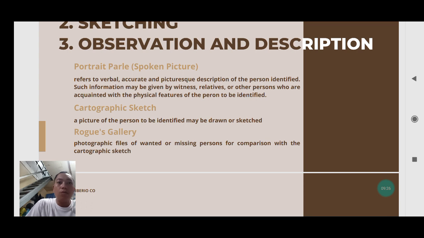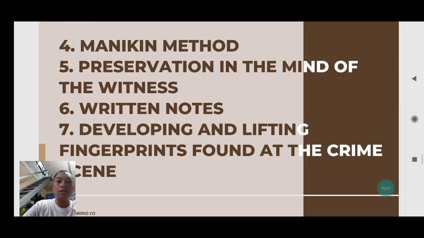Portrait parlé, spoken picture, refers to a verbal, accurate, and picturesque description of the person to be identified. Such information may be given by witnesses, relatives, or persons who are acquainted with the physical features of the person to be identified. Cartographic sketch: a picture of the person to be identified may be drawn or sketched. Rogues gallery: photographic files of wanted or missing persons for comparison with the cartographic sketch.